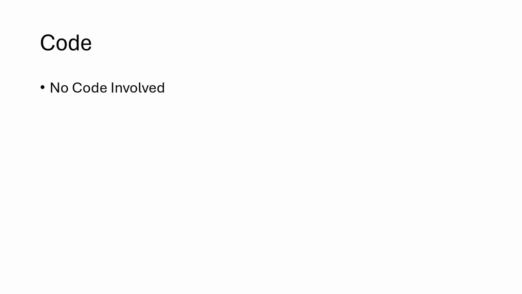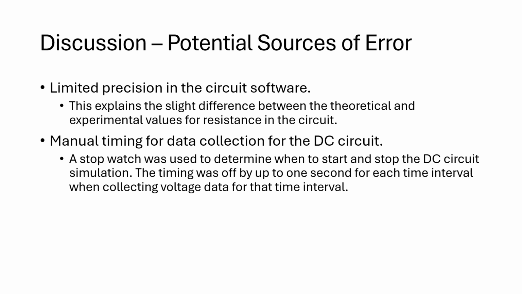There was no code involved in this lab, so there's nothing to show here. Some potential sources of error. First, the circuit software had limited precision, and second, the data collection for the DC circuit was done manually, so the time intervals were slightly inaccurate.